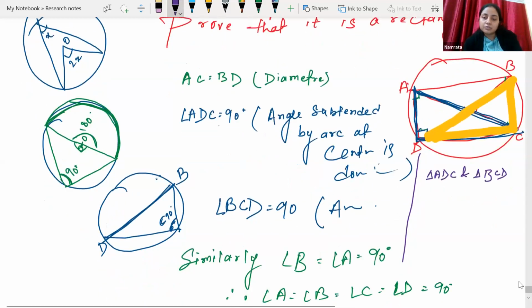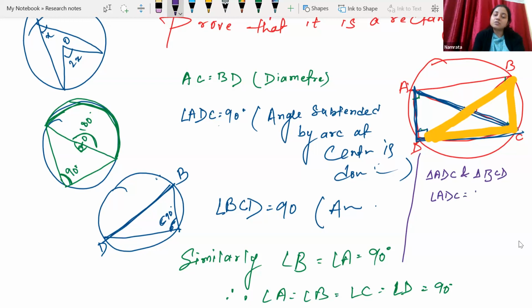Here, what information do we have which will support that these two are congruent? So let's write. We know that angle D over here is 90 degrees and angle C over there is 90 degrees. So let's write it. Angle ADC is equal to angle BCD. Both are 90. Now only we have shown.